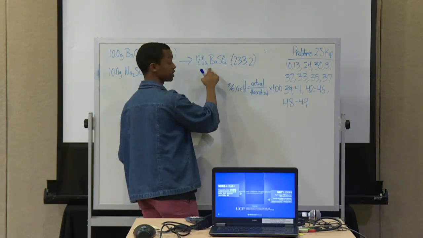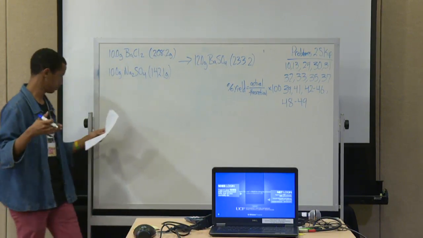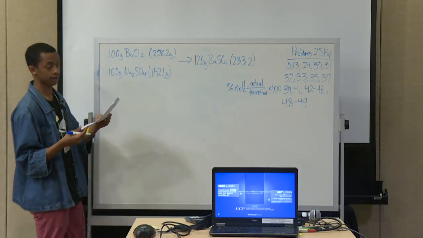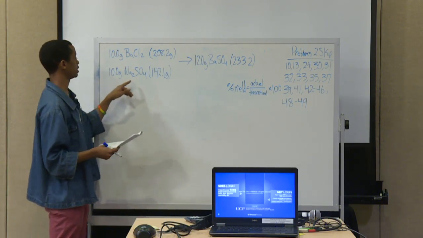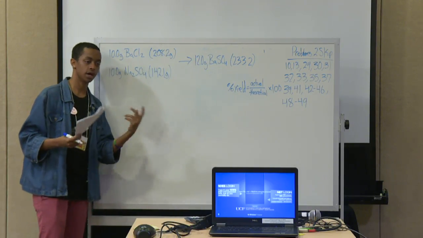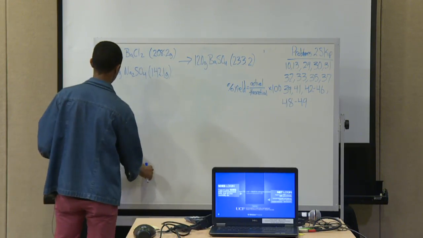They already told us what he actually yielded. So the 12 is already here. We've just got to find theoretically how much he would make. So to do that, we've got to figure out a limiting reactant, right? So we've got to see how much this would possibly give us and how much this would possibly give us and see which one is less. Okay? So let's go ahead and do that.